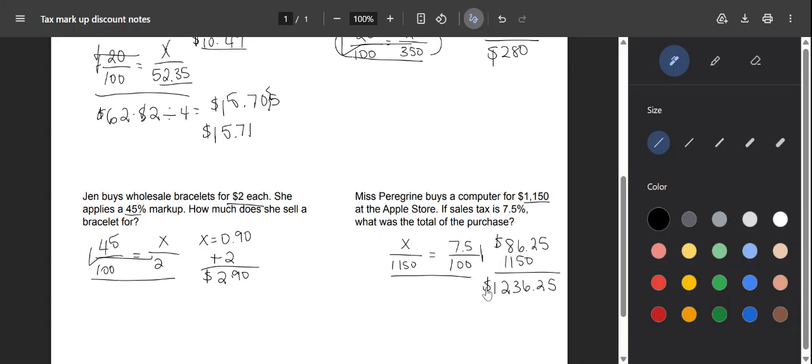The total price of the computer for Miss Peregrine is $1,236.25. So if it is a discount, you're going to take it away from the price. If it is tax, tip, markup, gratuity, things like that, you're going to add it back to the price.